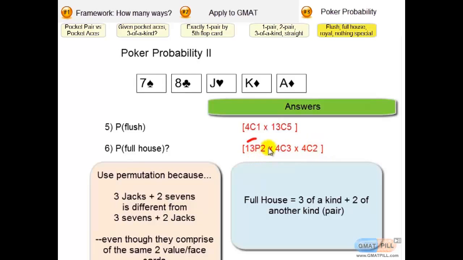So the permutation matters here because we might have 7, 7, 7, and then Jack, Jack, and that's going to be different from Jack, Jack, Jack, and then 7, 7. Because in one case, there's 3 of the 7s and only 2 of the Jacks. In the other case, there's 3 of the Jacks and 2 of the 7s. So the permutation is going to be important for a full house, and we'll see how that's different from the calculation we did before for 2 pairs.